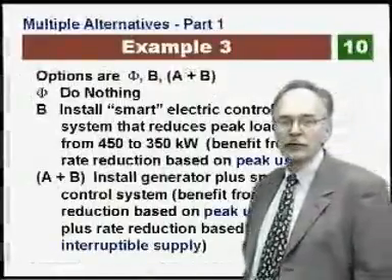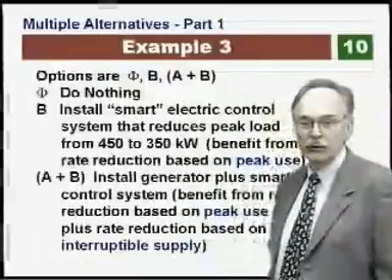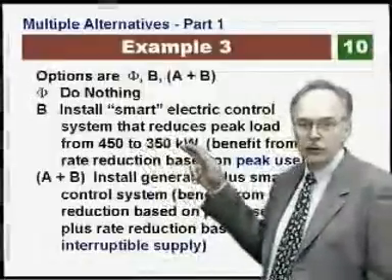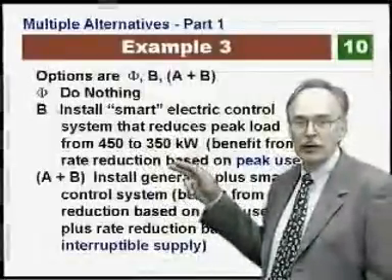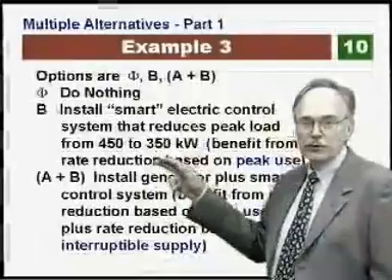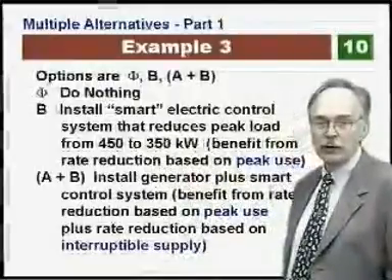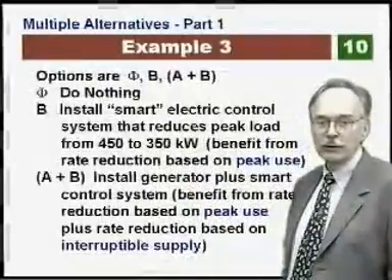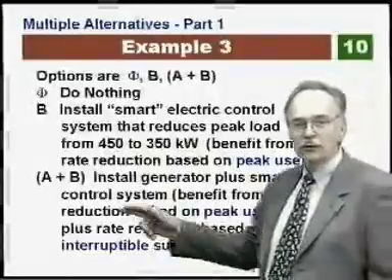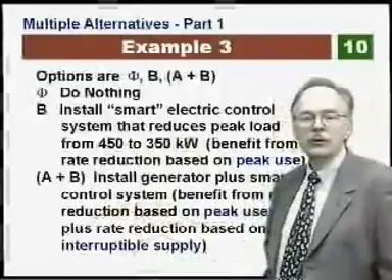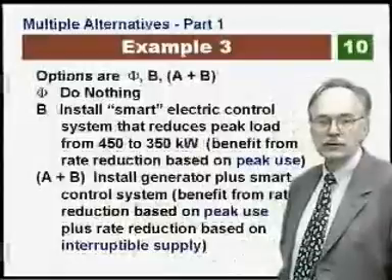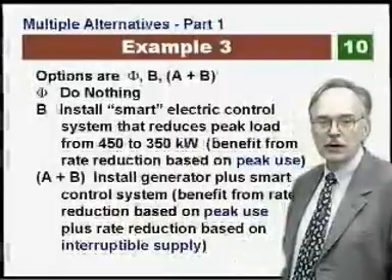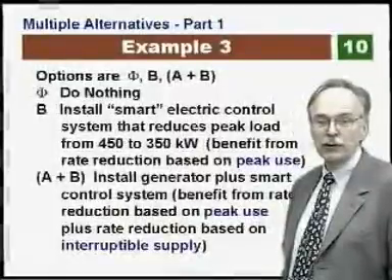So in this example, we have three options. We have the do-nothing alternative. Alternative B, we can go ahead and do that without worrying about getting a generator, because we should still be able to get a reduction in our power bill by reducing the peak load. But then we can also do A plus B, where we install the smart control system plus the generator for standby use.